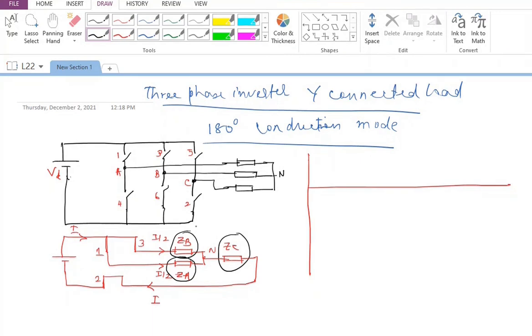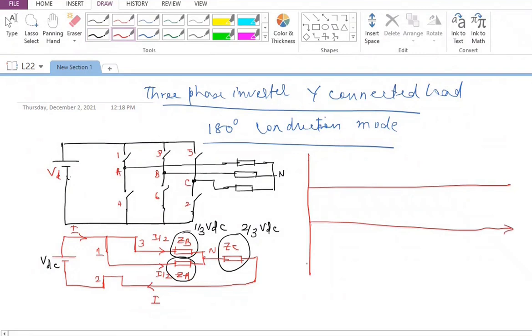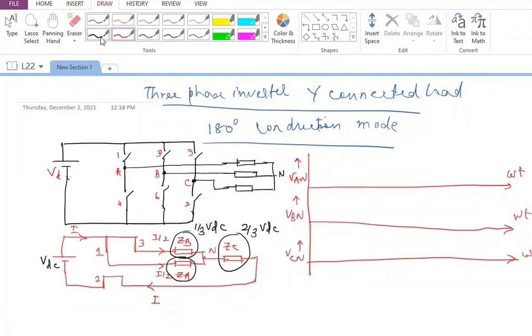I'm going to have here 1 by 3 VDC getting dropped, and this is 2 by 3 VDC getting dropped. So 2 by 3 VDC plus 1 by 3 VDC becomes the total VDC here. Right? That is the way the voltage is going to be. So I can draw all the 3 phases, basically, the voltage waveforms here. So this is the second phase and this is the third phase. So I can say this is omega t, this is omega t, and this is omega t. And I can look at this as VAN. And this is VBN. And this is VCN. Okay. And after that, let me try to draw what is VAB as well.